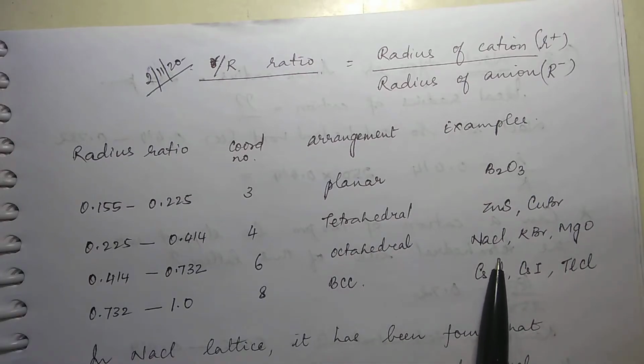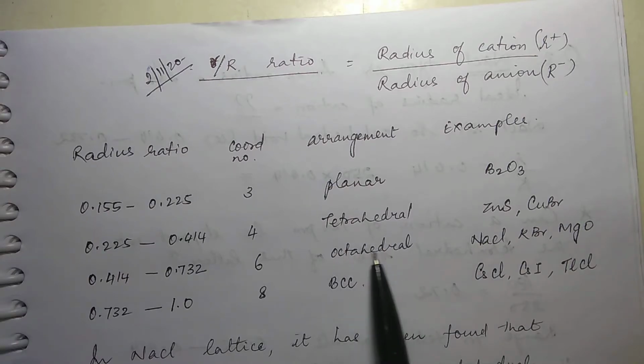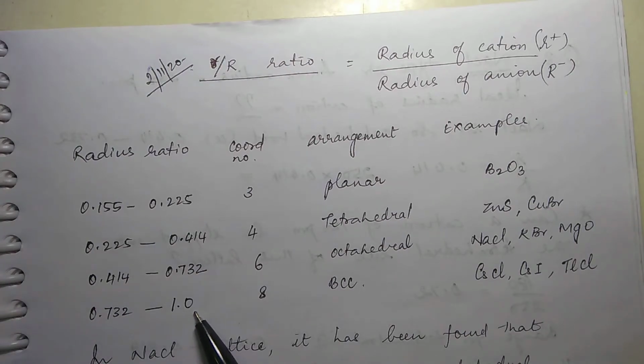Now you see the example here, NaCl. In the case of NaCl, Cl minus is occupying the CCP lattice and Na plus ions are there in the octahedral voids, which I have already discussed with you. And if it is greater than 0.732 up to 1, then the coordination number is 8, which indicates that the lattice is BCC, body centered cubic.